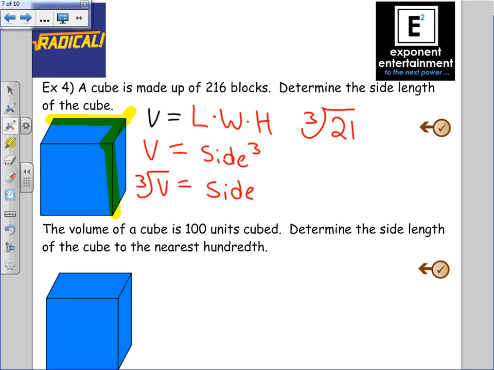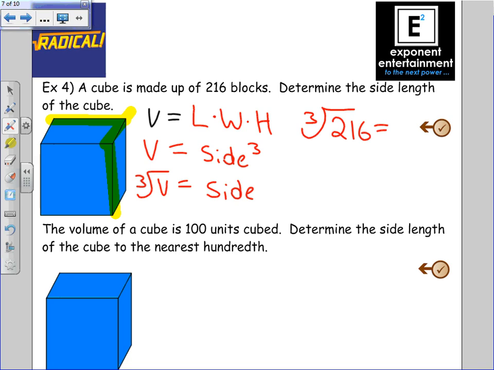Nope. Not for this. Later on you will. Cube root of 216. 6. Do the bottom one.